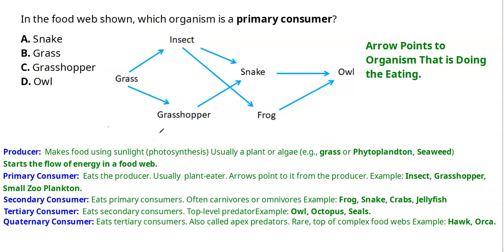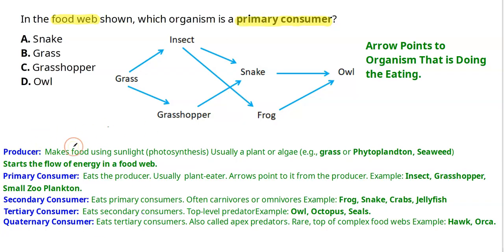Hi there, let's go over some practice GED science test questions. In this video, I'm going to cover the concept of food webs, and later in the video, I will cover the concept of cladograms. Let's look at question 1 in the food web showing which organism is the primary consumer.